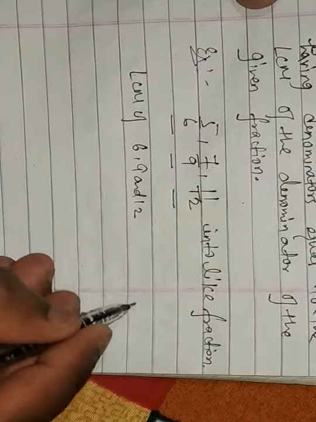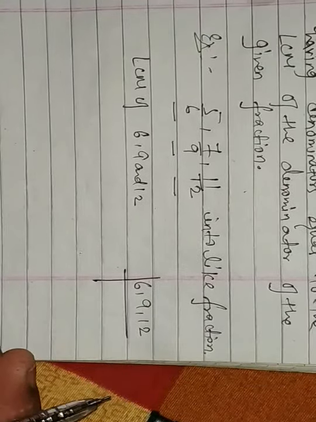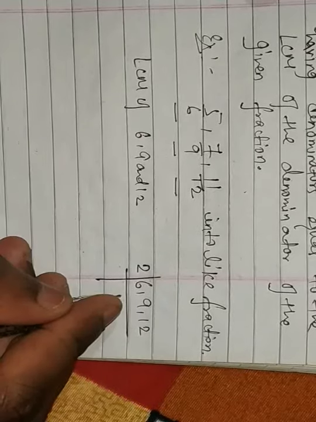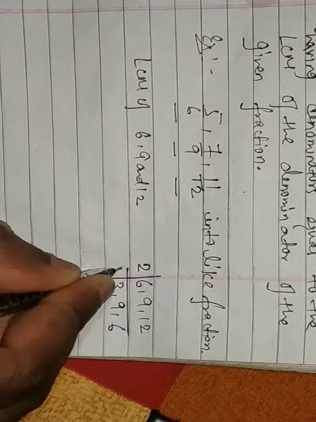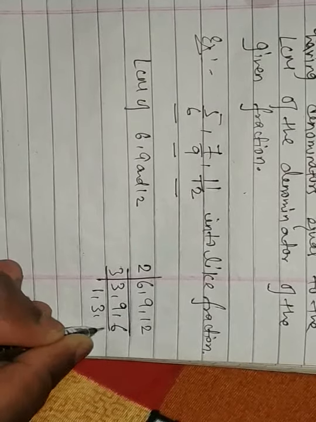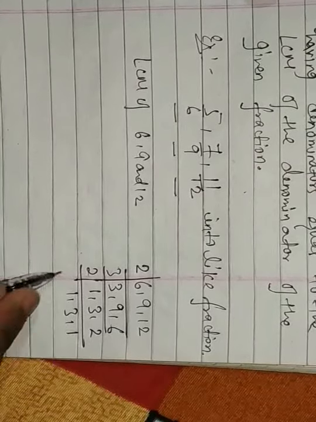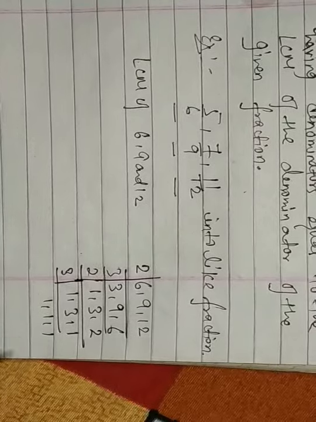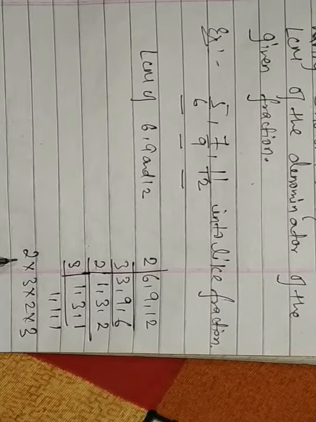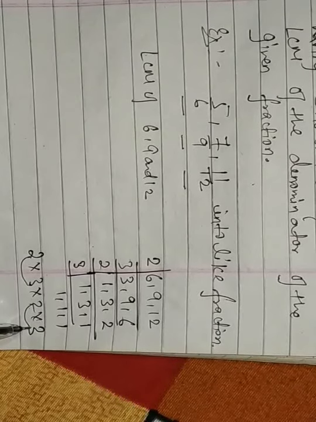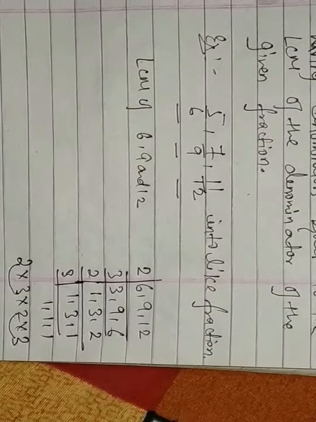Let's first find out the LCM of 6, 9 and 12. I hope you all know how to find the LCM. 2 3s are 6, 2 6s are 12, 3 1s are 3, 3 3s are 9, 3 2s are 6, 2 1s are 2, and in the last, 3 1s are 3. So 2 into 3 into 2 into 3: 2 3s are 6, 6 into 6 will be 36. So what is the LCM? 36. So our first step is completed.